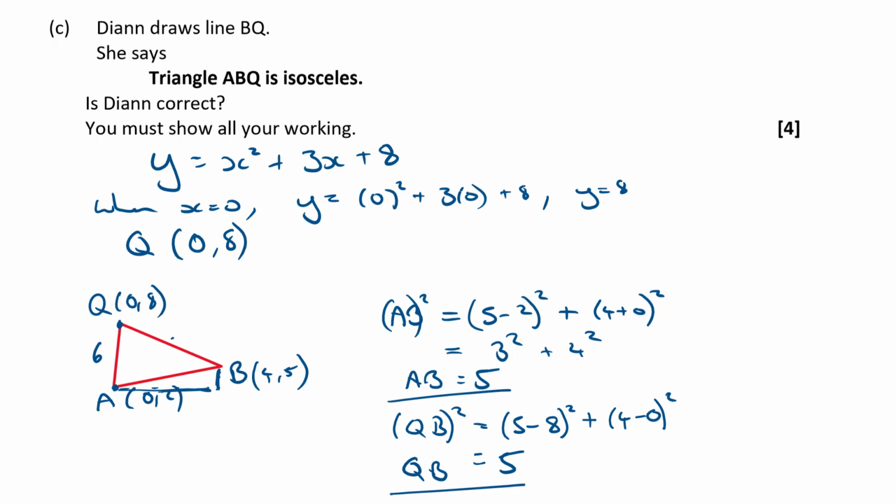So that means that that side is equal to that side. And that means that I do have an isosceles triangle. So just need to write that down. So AB equals QB. So isosceles.